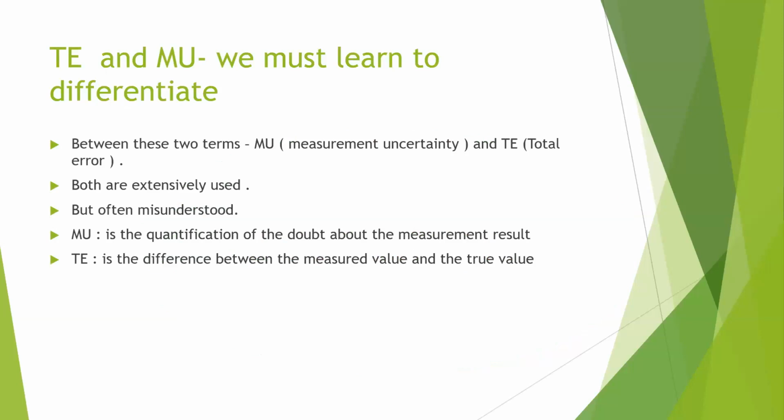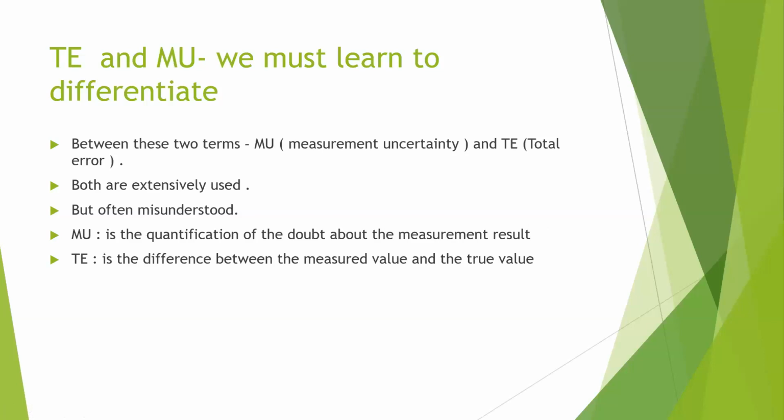Another term is very often used, which is measurement uncertainty, which is not the topic of today's talk, but just one slide to it, because we must learn to differentiate. Both are very important, both are extensively used, and both are often misunderstood, and both affect our results. So measurement uncertainty is the quantification of the doubt about the measurement result. That means, what is the percentage of doubt in my measured result? Let's say 2%, 3% is my MU or measurement uncertainty.